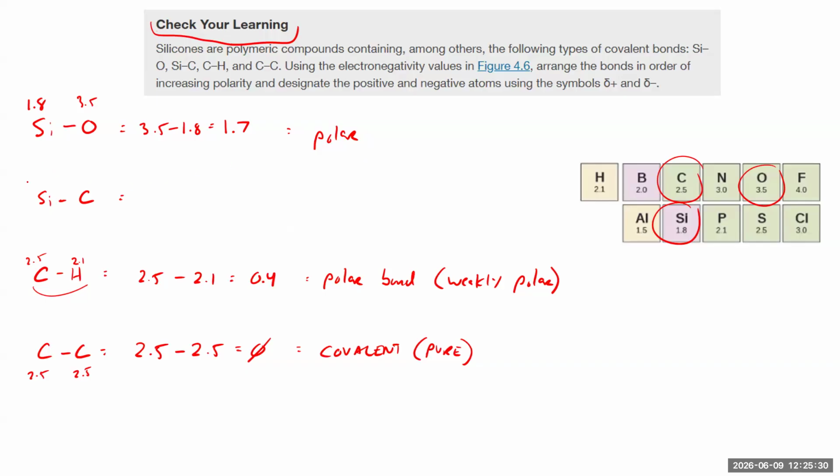All right, let's do another one. Silicon is 1.8. Carbon is 2.5. So we're going to do 2.5 minus 1.8. This is now 0.7. That's also going to be polar. All right, now let's look at these values here.